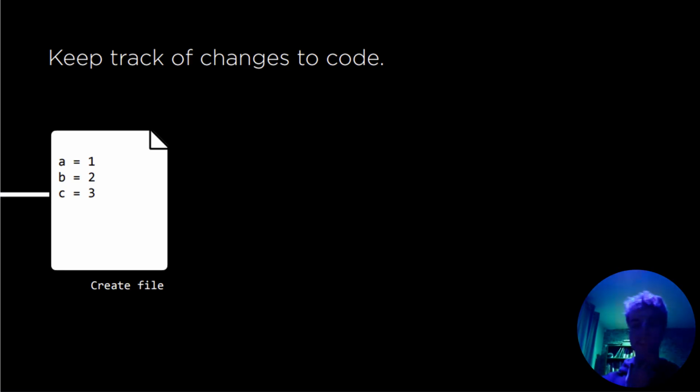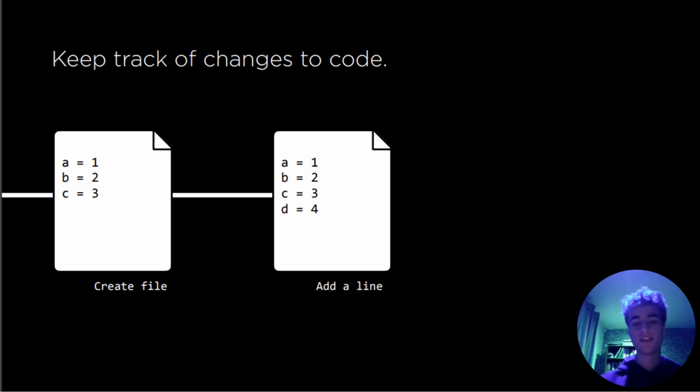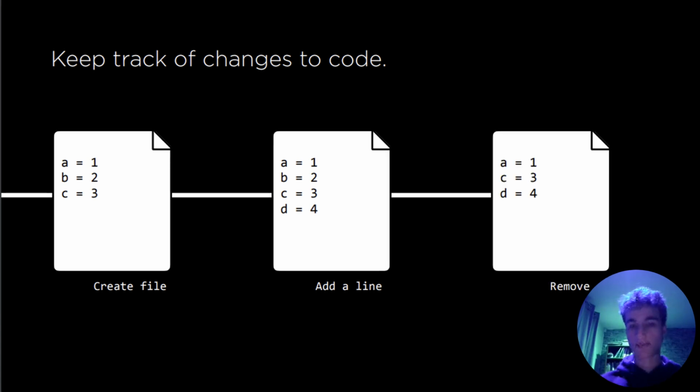The reason we use Git is because it helps us to keep track of changes made to code. For example, let's say we create a file and we define a few variables: variable A equals 1, variable B equals 2, and variable C equals 3. So we've added code to this file. Then let's say we add a new line, variable D equals 4. And then we remove another line, the one that says variable B equals 2. There's a problem now because we can't get to the previous version of code.